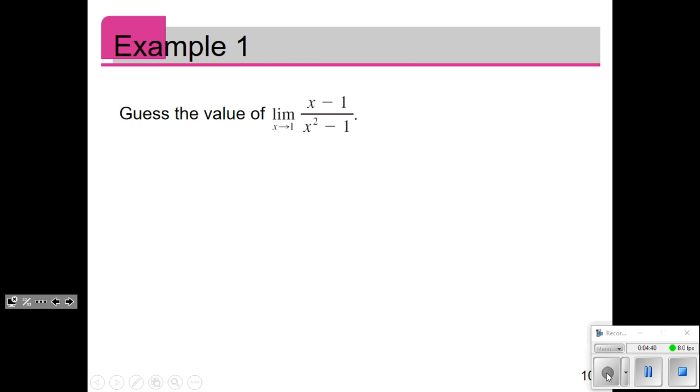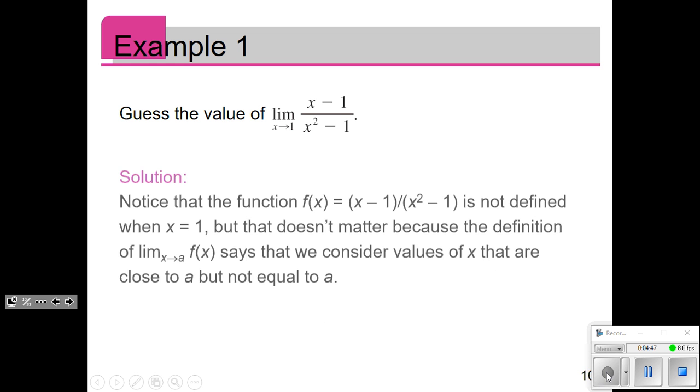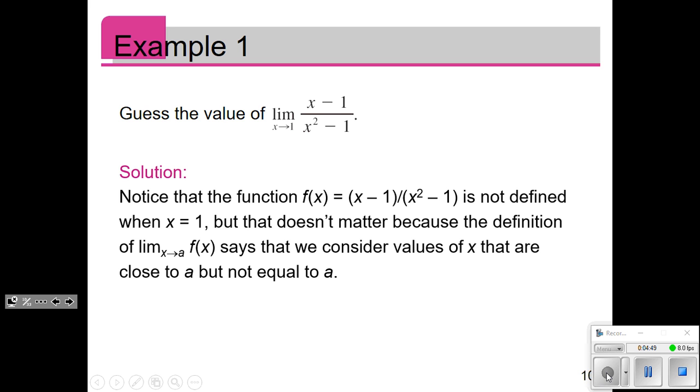So guess the value of the limit of (x - 1)/(x² - 1) as x approaches 1. Okay, notice that the function is not defined when x equals 1, but that doesn't matter, because the definition of the limit says we consider values of x that are close to but not equal to a.